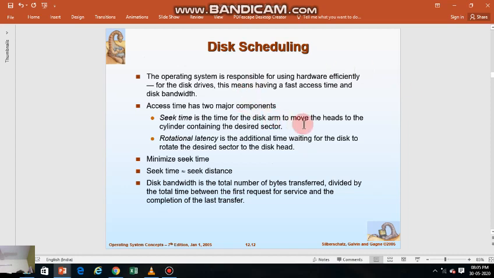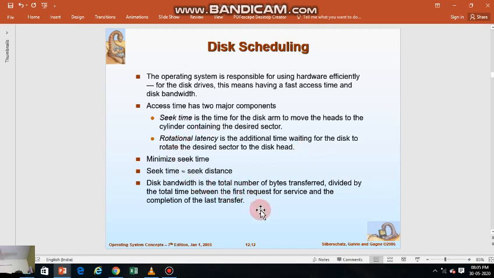There are two major components. The first one is the seek time. This is the time for the disk arm to move the heads to the cylinder containing the desired sector. The next one is the rotational latency. It is the additional time waiting for the disk to rotate the desired sector to the disk head. So the first is the arm moving to the desired sector, and the next is the disk rotating the desired sector towards the head. In this entire process we need to minimize the seek time. This is what we look forward to.